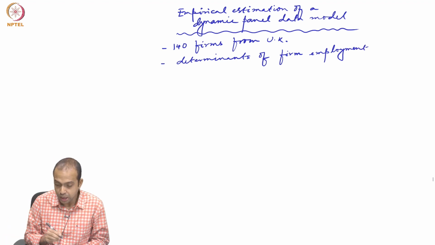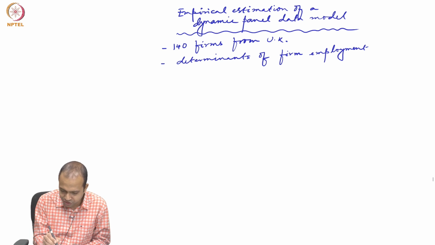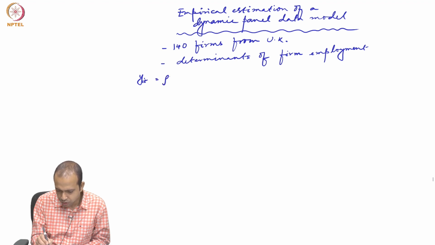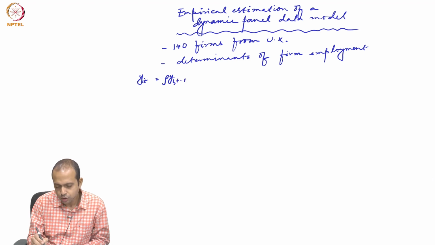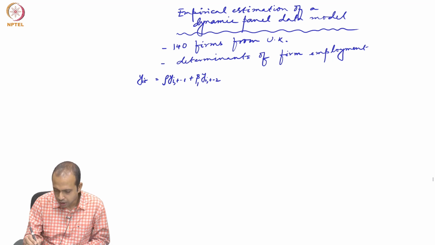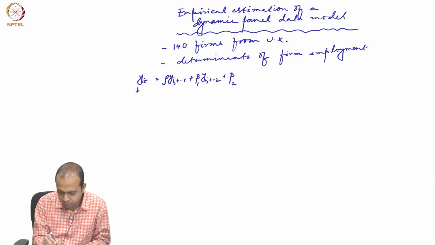Determinants of firm employment. And how do we model it? We model it in this way: Y_it equals lambda Y_i,t-1 plus beta 1 Y_i,t-2 plus beta 2. Let us assume this Y_it is actually employment, in short.